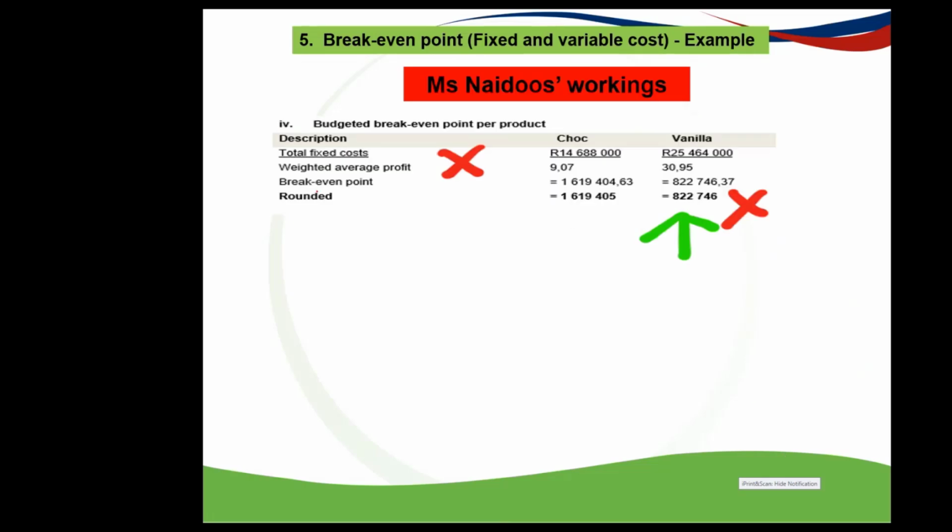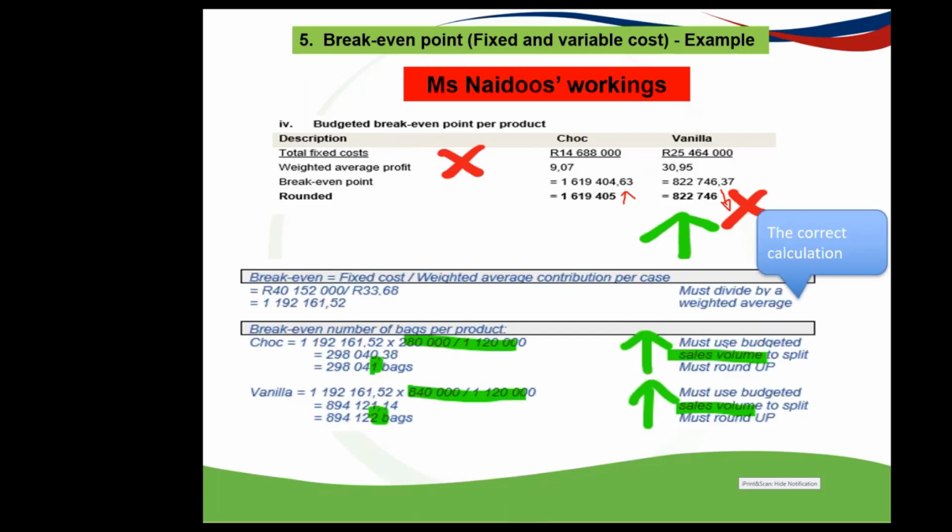Okay. Then just based on her wrong calculation, you'll see this was rounded up, but this one she rounded to the nearest unit, and that is incorrect. You need to round it up, because if you want to break even, you can't sell 0.37 of vanilla. She will have to sell a full vanilla. So it's important that you do round up. Okay.